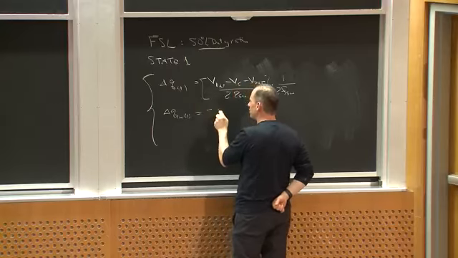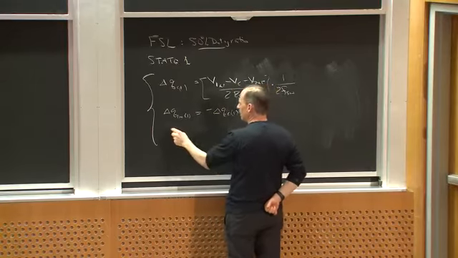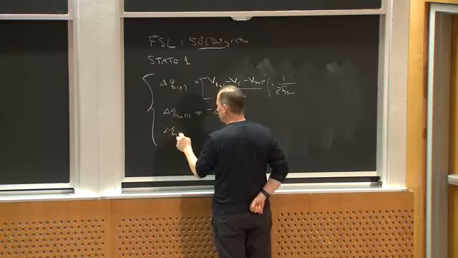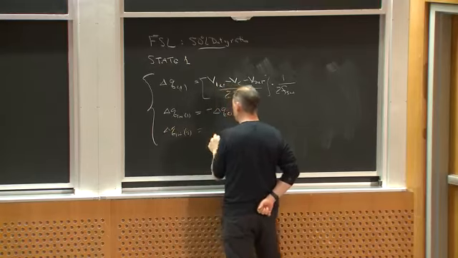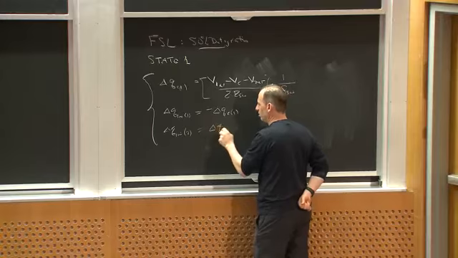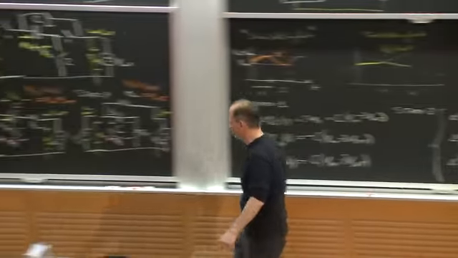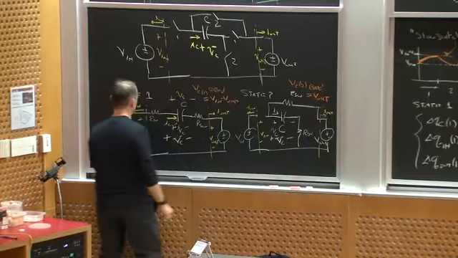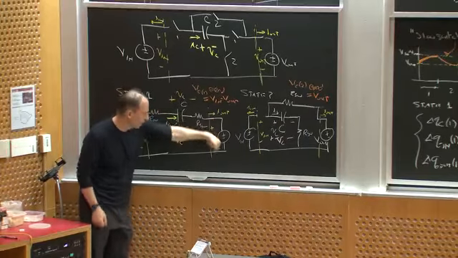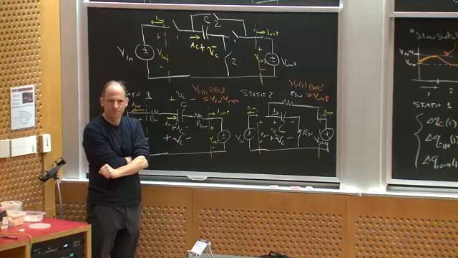What does delta Qin1 look like? That's just going to be minus delta QC1. And what does delta Qin2 look like? That's just going to be equal to delta QC1, right? In other words, all I'm saying is that here, the input got the negative of the charge of the capacitor, and the output got the charge that went through the capacitor. Make sense to everybody?